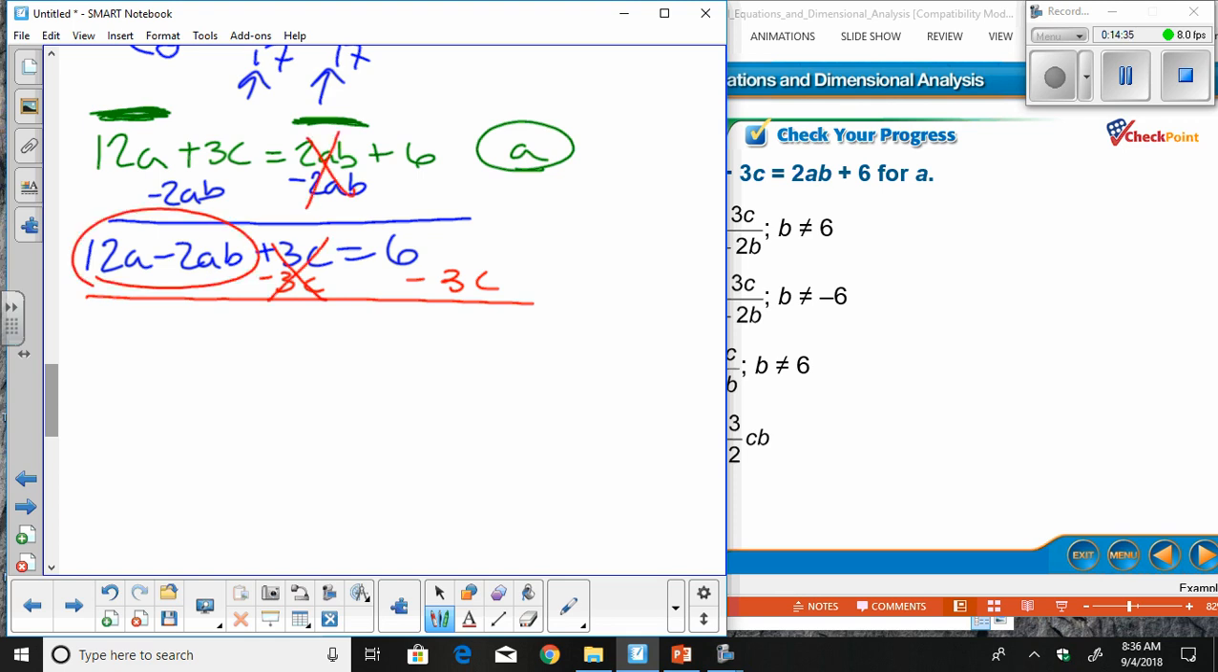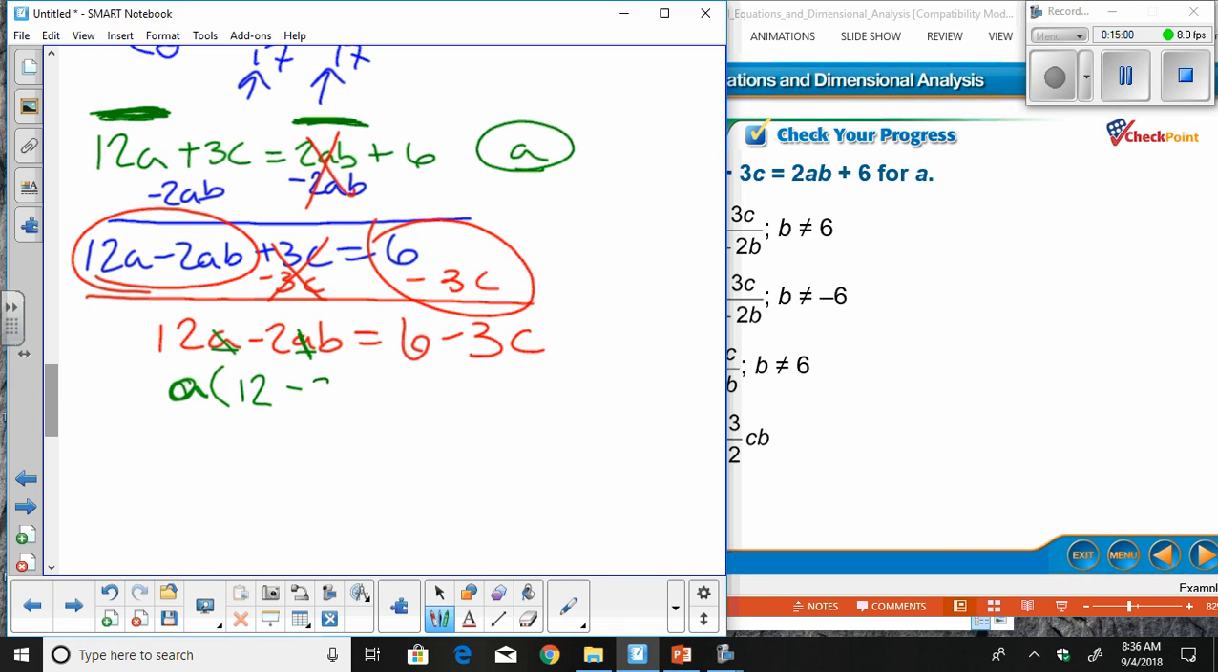So on the left side, I'm left here with 12a minus 2ab. And then on the right side, I have 6 minus 3c. On the left side, I have an a in both of those. So I take the a out. And then I say, what do I have left? If I take that a out, what am I left with? I'm left with a 12 and a minus 2b, and that equals 6 minus 3c.